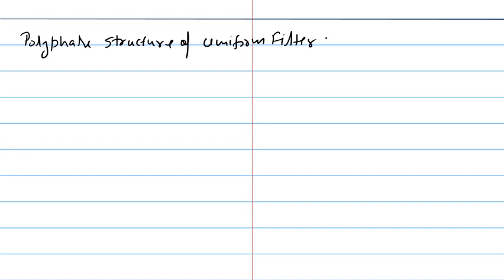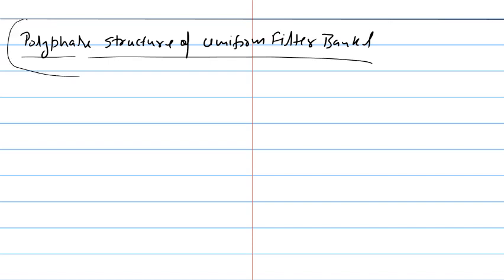So let's discuss the polyphase structure of uniform filter banks. Okay, as I told you, while implementing digital filter banks, computational efficiency can be achieved by use of polyphase structure, when you're using polyphase filters. So let's continue.